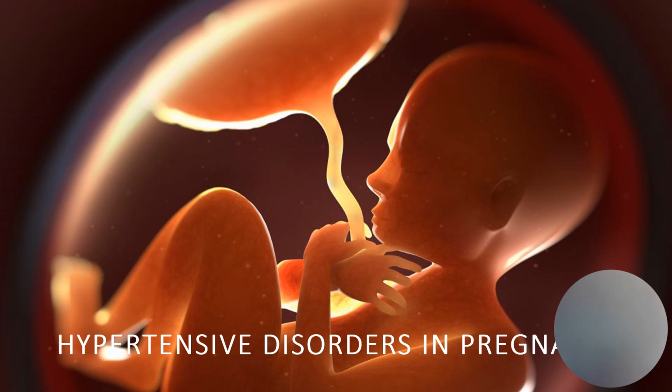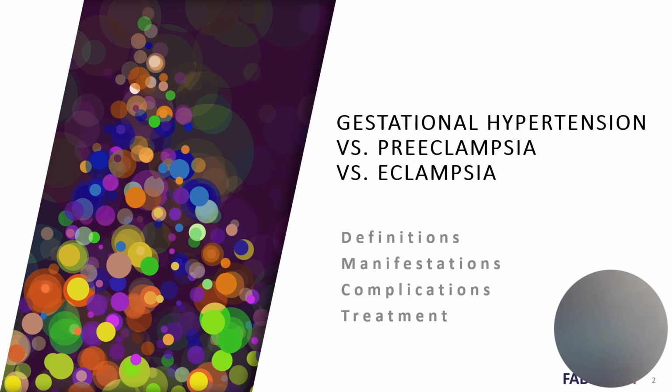Hypertensive disorders in pregnancy. There's three main disorders that we're talking about in this slide. We have gestational hypertension. Sometimes you will hear it referred to as pregnancy-induced hypertension, or PIH.